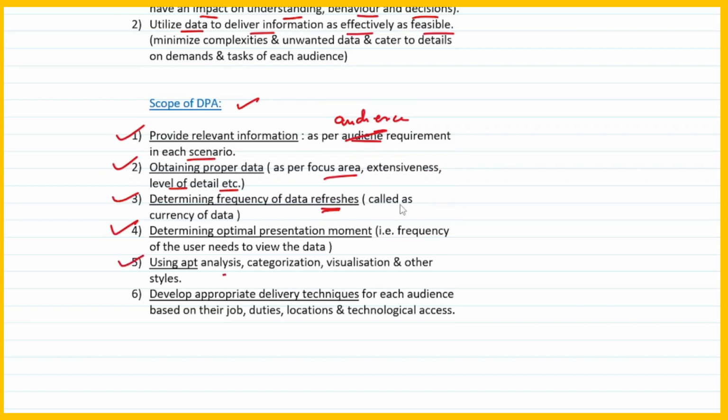Finally, using apt analysis, categorization, visualization and other styles, right? So again, that's the scope of DPA. And finally, develop appropriate delivery techniques for each audience based on their job, duties, locations and technological access, right? So these points are important as far as scope of DPA is concerned. First one is to provide relevant information. Second one is obtaining proper data. Third one is determining frequency of data refreshes, also called currency of data. Determining optimal presentation movement using apt analysis, categorization, visualization and other styles. And finally, develop appropriate delivery techniques for each audience based on their job, duties, locations and technological access, right?